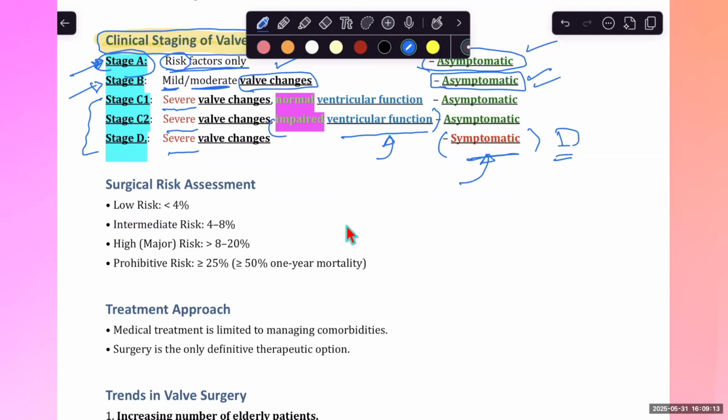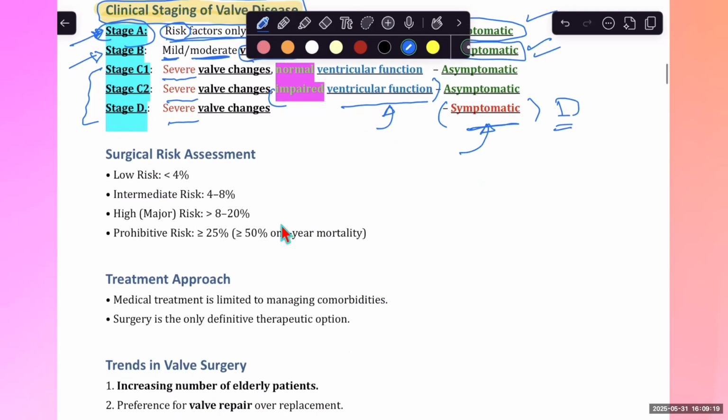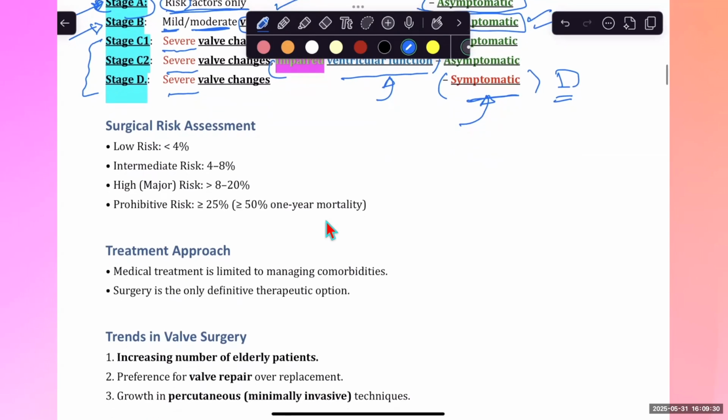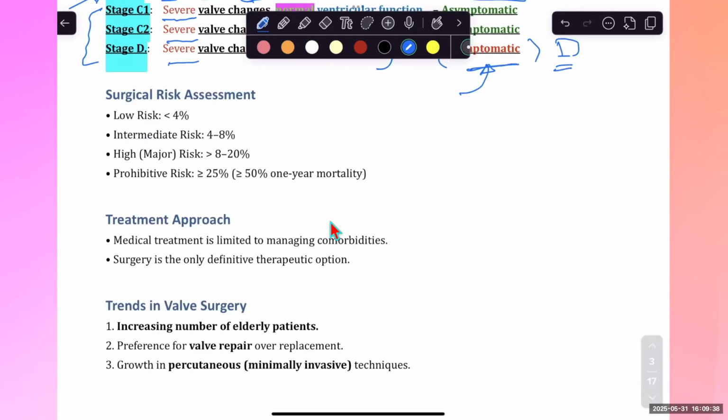The risk, usually they say if the patient has a risk less than 4%, we call it low risk, and high risk is more than 8 to 20%, 10 to 20, for example. And prohibitive risk means that the patient has 50% chance of mortality within 1 year. والأعمار بيد الله. طيب, usually what is the treatment approach in patient with valvular disease?